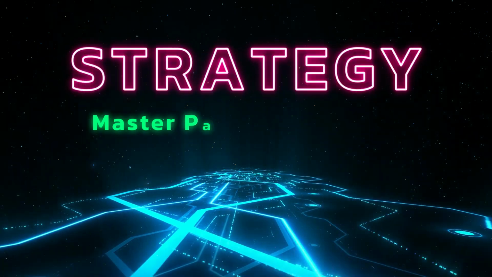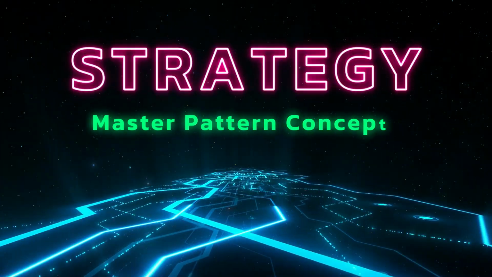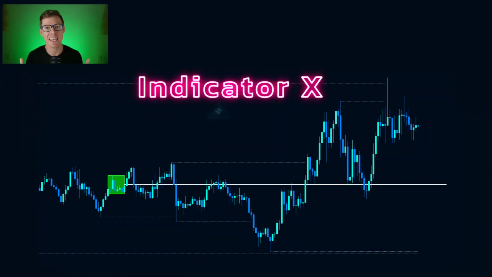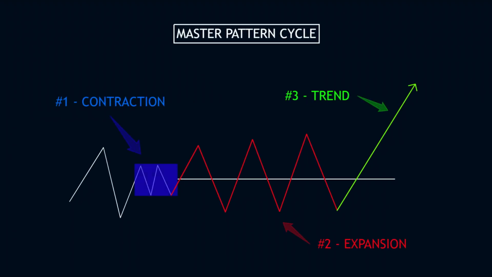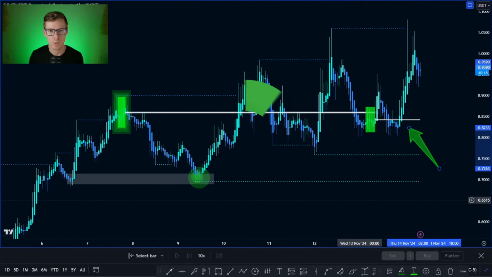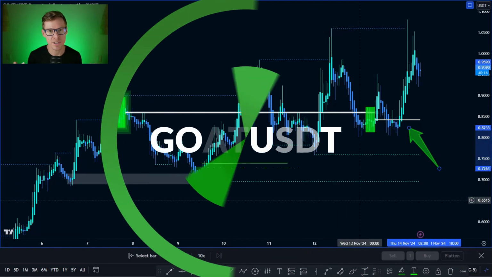Today I'm breaking down a strategy based on the master pattern concepts using Indicator X, our secret weapon for quick and profitable trades. The master pattern represents the 3 market phases: contraction, expansion, and the trend phase. With Indicator X, we've simplified the process by automatically highlighting these zones and making it easy for you to spot trading opportunities. We're here on the charts and I'm looking at GOAT USDT.